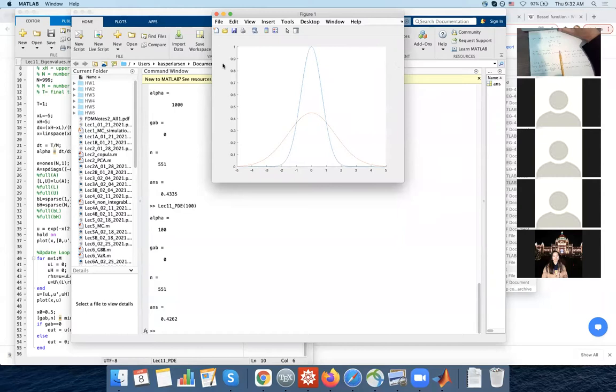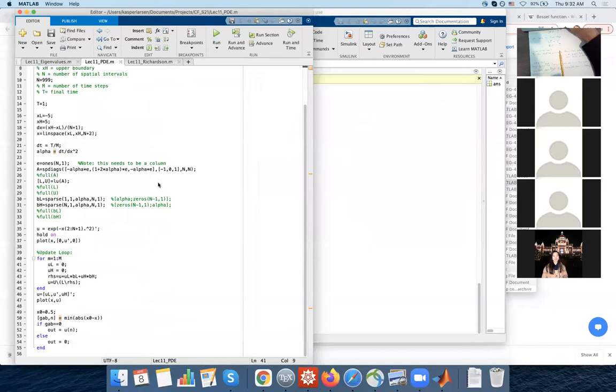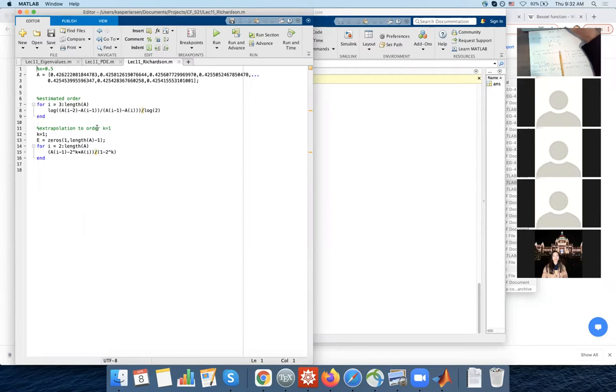So this here is my main code. That's the one we've just been running. And you can see here, I'm interested in this point I have. Okay, so in Richardson, the first thing you see is this number here.